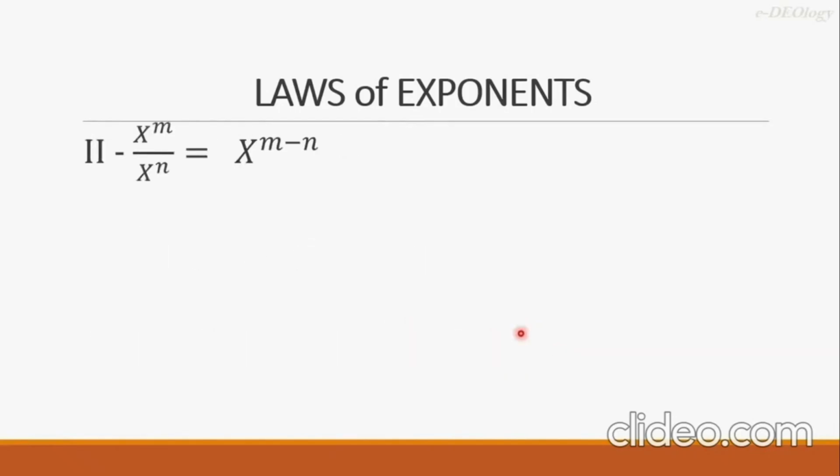Let's have the second law. It says when we divide exponents with the same base, we simply subtract the exponents. But take note that the exponent on top should come first. So this is m minus n. Let's have an example. y raised to 7 divided by y raised to 5 is equal to y raised to 7 minus 5, equals y squared.